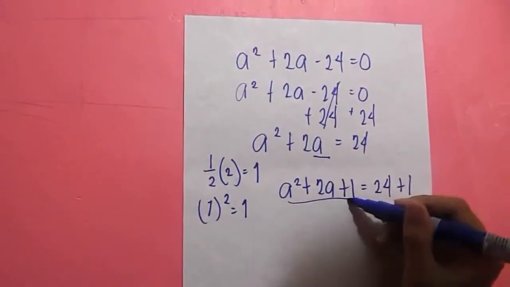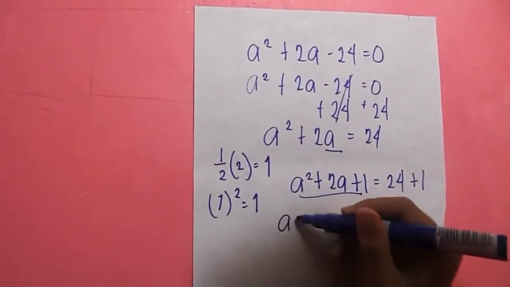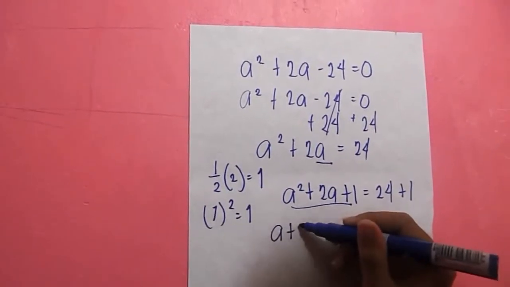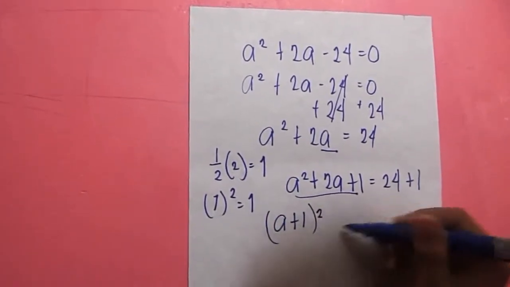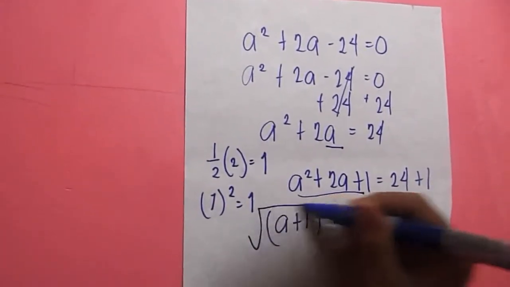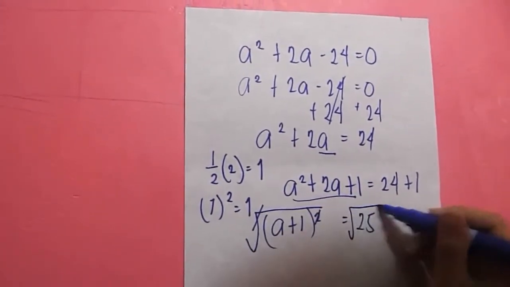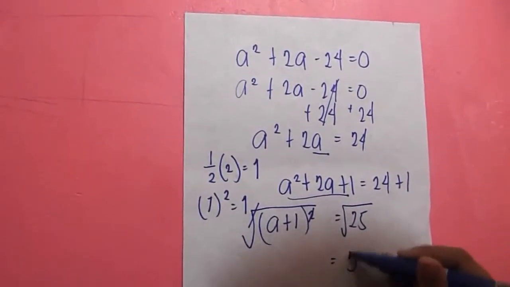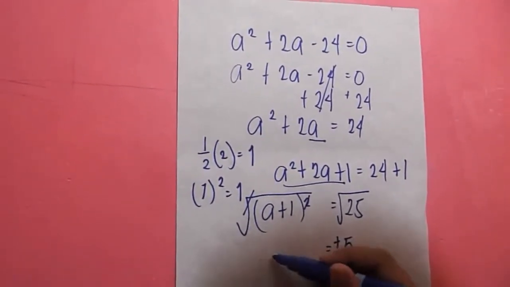This form can be factored: a plus 1 squared. And 24 plus 1 equals 25. And get the square root. The square root of 25 is 5. And write positive and negative.